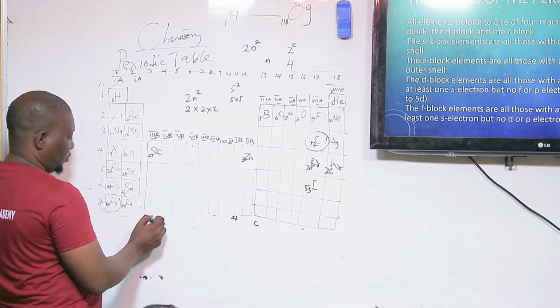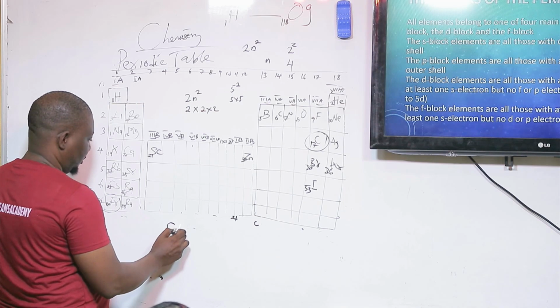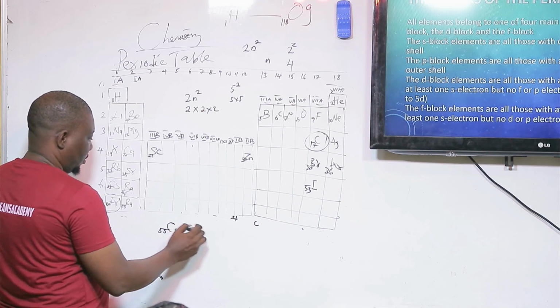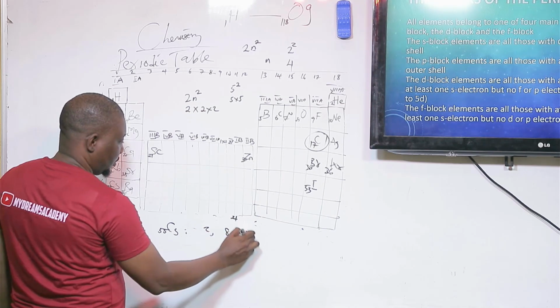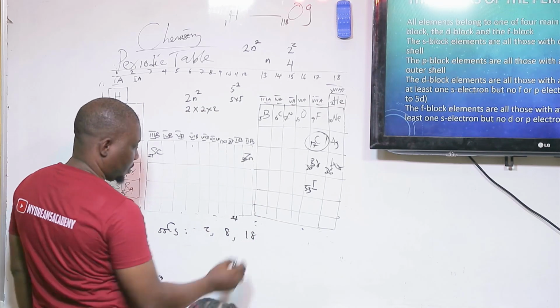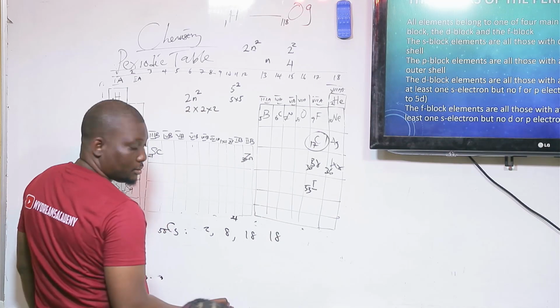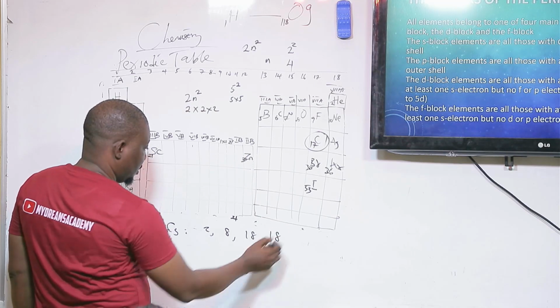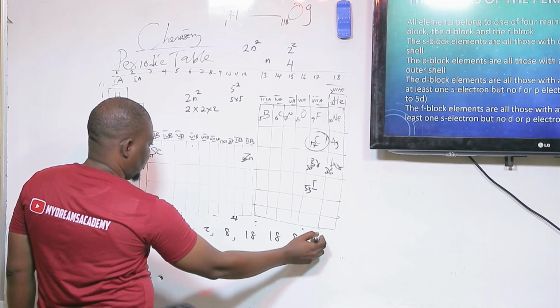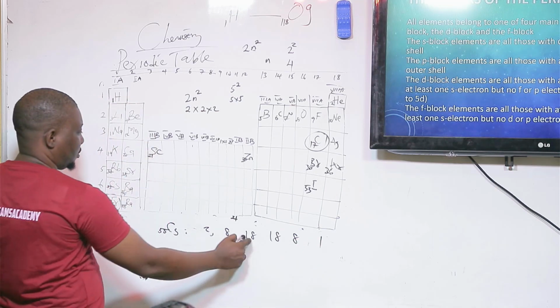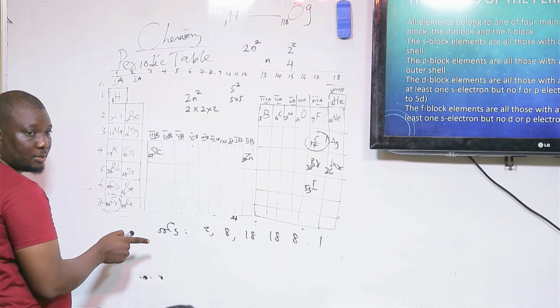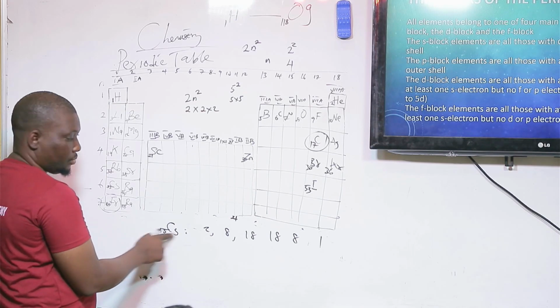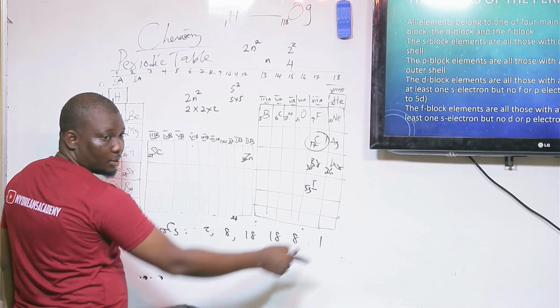I'll just do the one in the middle, 55 Cs. Let's say using 2, 8, 18, 18, then 8 and what? 1. Check if it is 1, 2, 3, 4, 5, 6. 1. I think it's correct. Precisely, 2, 8, 18, 18, 8, 1.